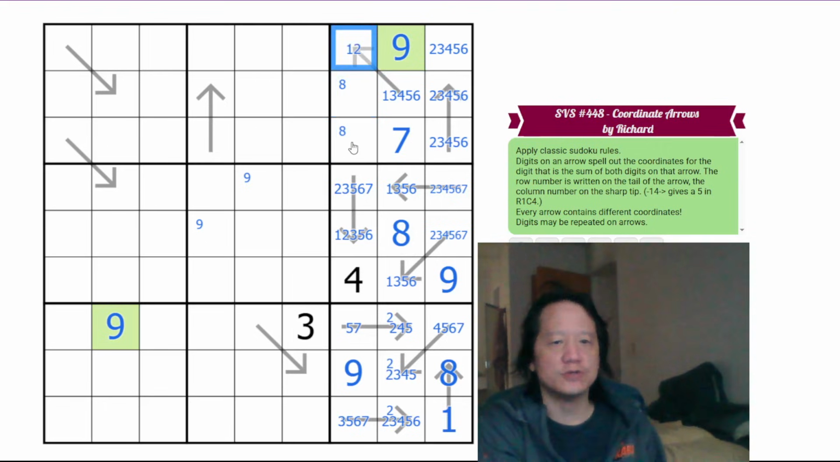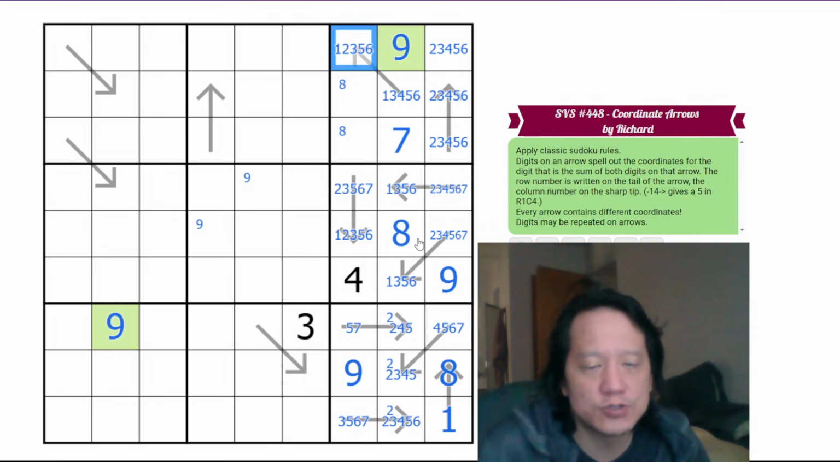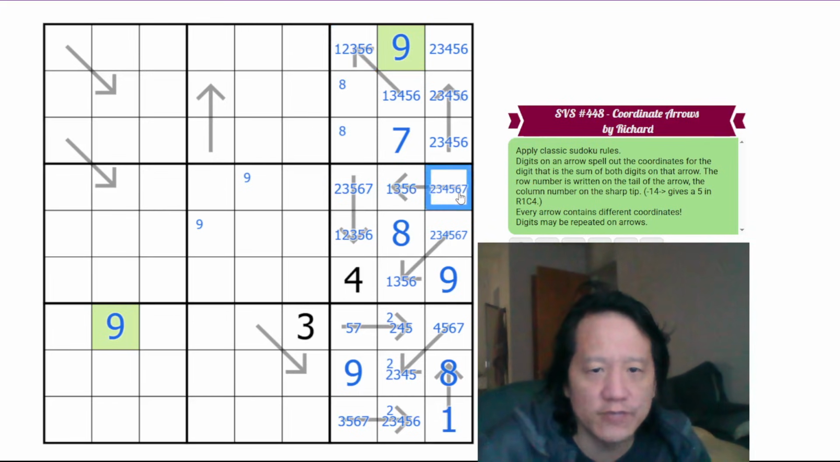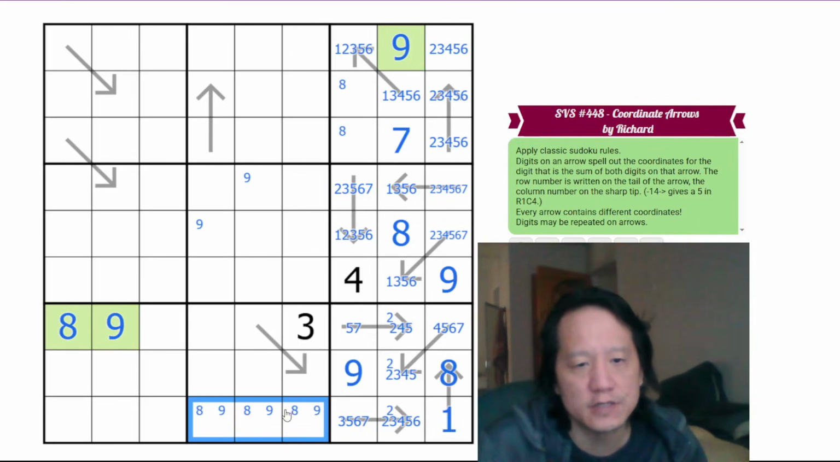So this is also 1 through 6, but can't be 4. Interesting. That means 7 and a 1 is an 8. So row 7, column 1 is an 8, and is pointed to. So that's 8. We have an 8, 9 pair here, and 8, 9 pair here, so this must... 8 and 9 in row 9 has to be in box 8.